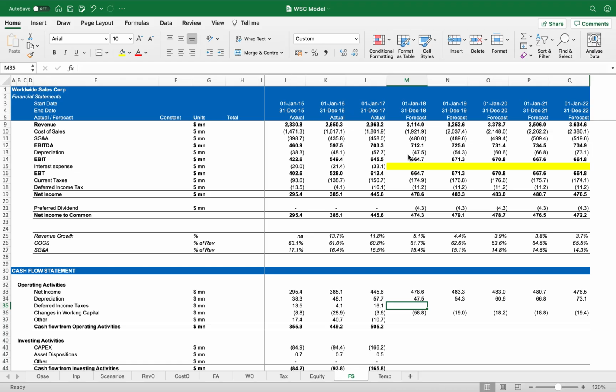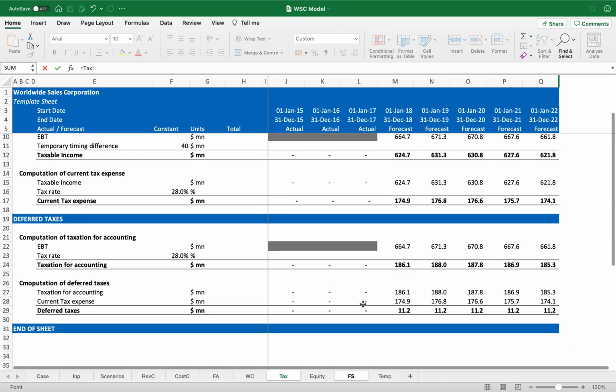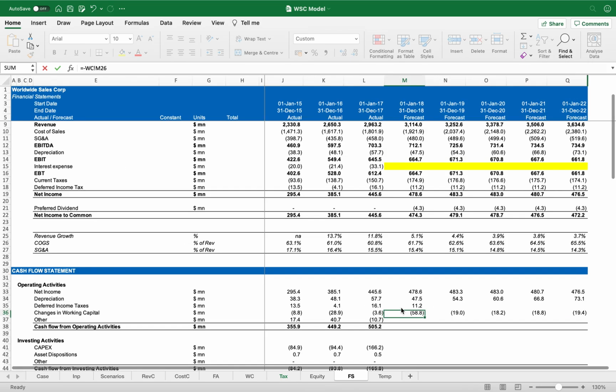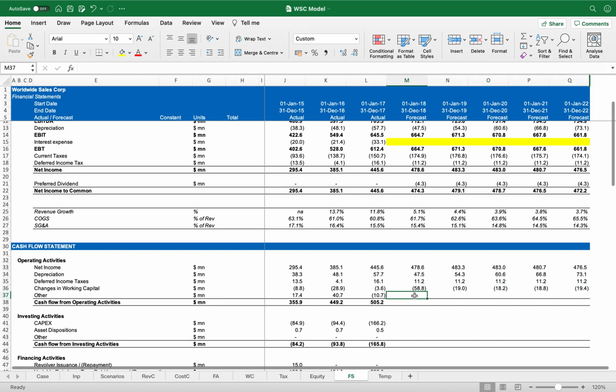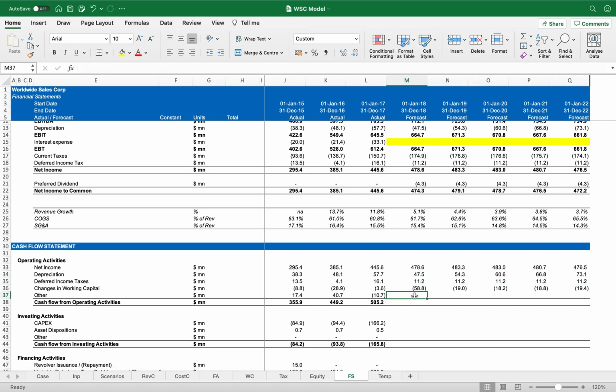Deferred income taxes. We have already computed deferred taxes. So let's just link our deferred tax. Fair enough, this much is our deferred taxes. Okay. Then we have other. Other, we don't have any information regarding what this is for the operating activities. So I will take it as 0 going forward. Okay, and then let's just put in the totals.